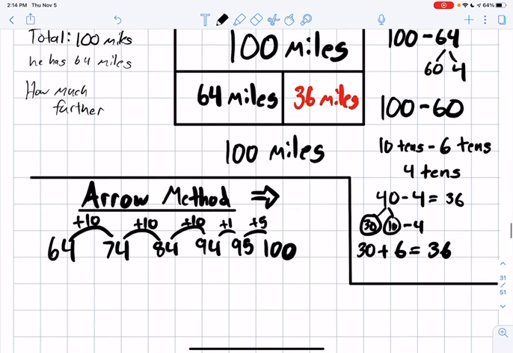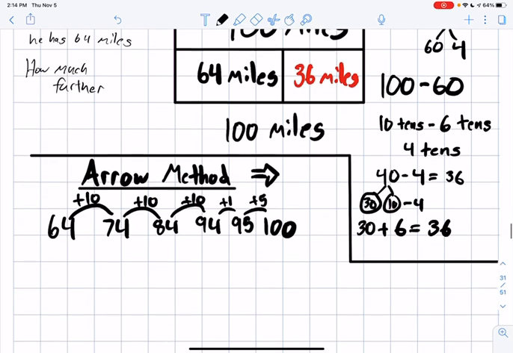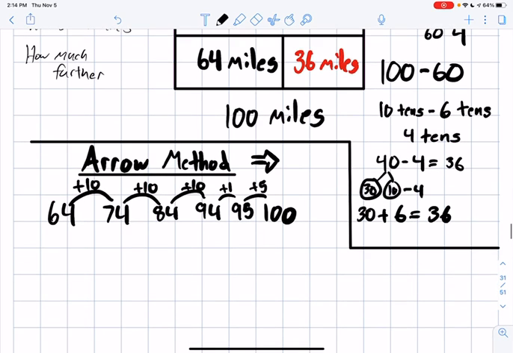Now you're probably asking, Mr. Cannon, I just counted. How am I supposed to get the answer with this? Well, now what we do is we add up all the 10s together and the 5 and the 1. So we have a 10 plus a 10 plus a 10 plus a 1 plus a 5.